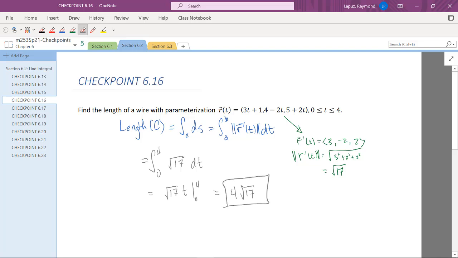All right. Again, I would encourage you to find the two endpoints by putting in 0 and putting in 4, and then finding the length of that line segment just by pretending it's a vector and finding the magnitude, and you should get the same result.